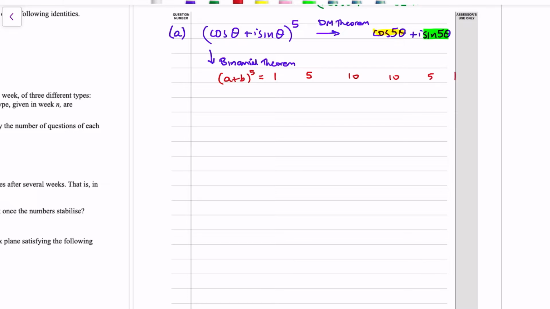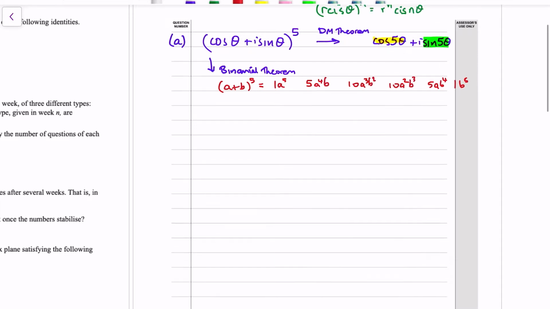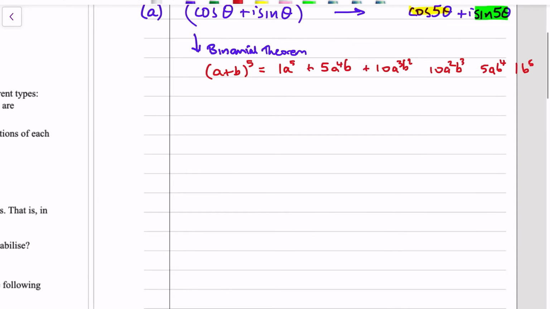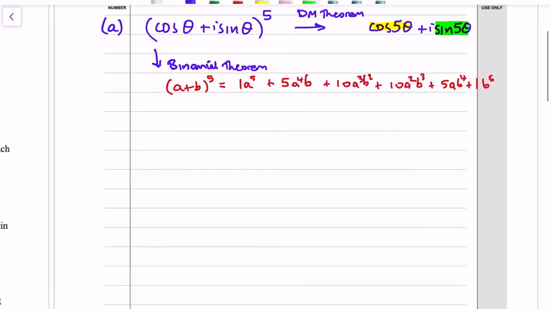A plus b all to the 5. You'd start off with a to the 5 there, a to the 4, a cubed, a squared, a, and then a to the 0 is 1. And then on the other side, you'd go b to the 5, b to the 4, b cubed, b squared, b, and then b to the 0. Put some pluses in. Okay, so that's how we expand a binomial really quickly. And so we do the same thing for the trig expressions, where a is cos theta and b is, actually no, sorry, b is I sine theta.